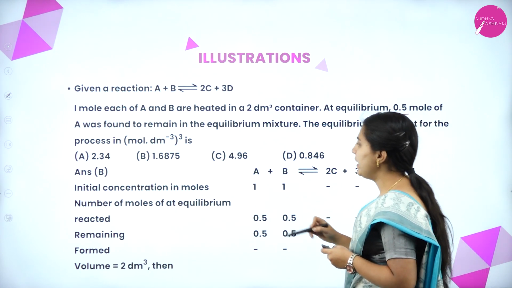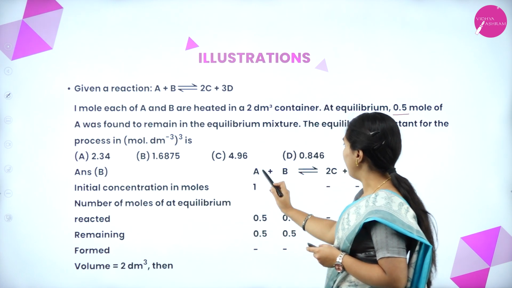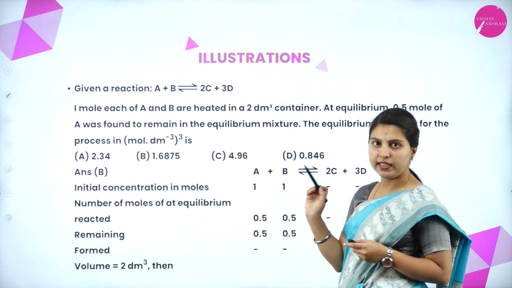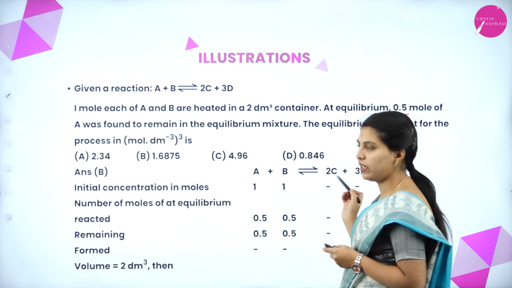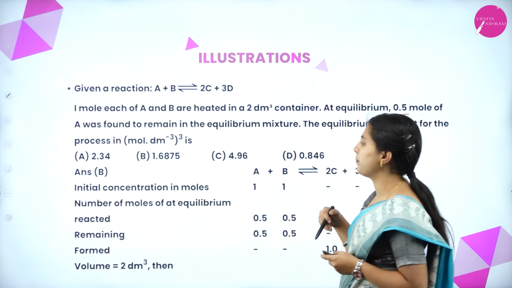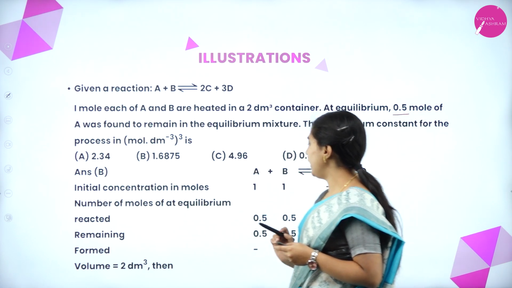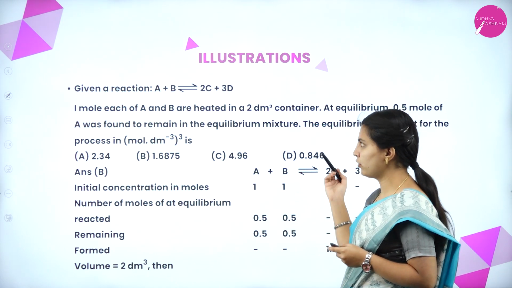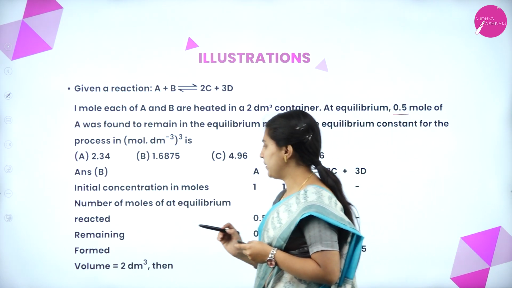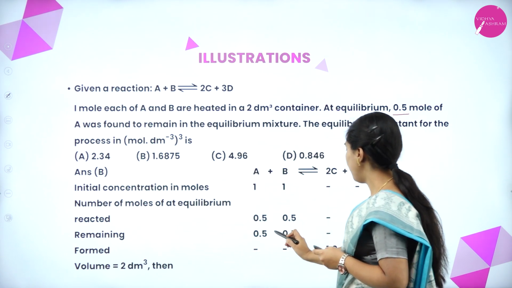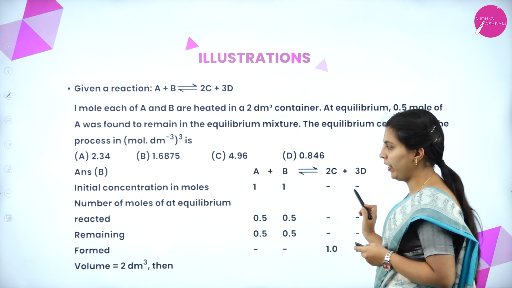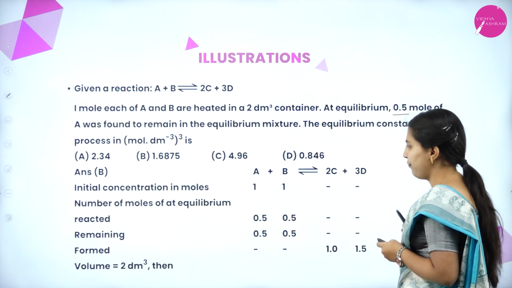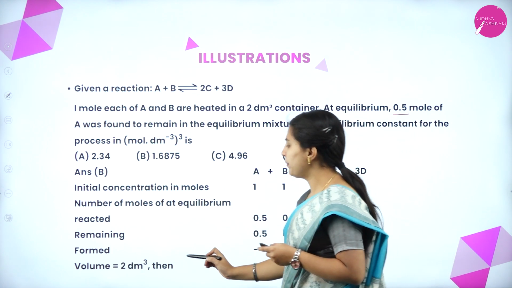We will see now. Initial concentration in moles: in A it is 1, in B also 1. Here we are seeing the initial concentrations, so there is no need of writing for the product. Next, number of moles at equilibrium. Reacted 0.5, 0.5. That is also given in the problem itself. Remaining 0.5 and 0.5. Formed how much? 1.0 and 1.5. Volume 2 dm cube.